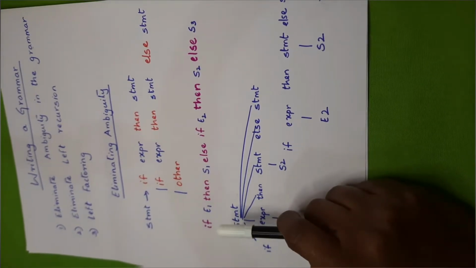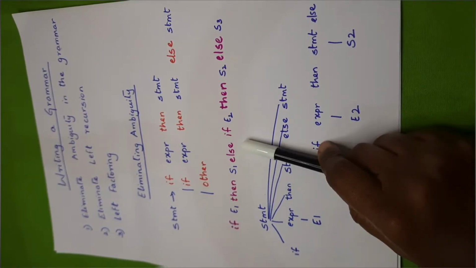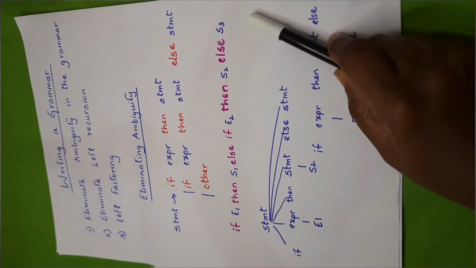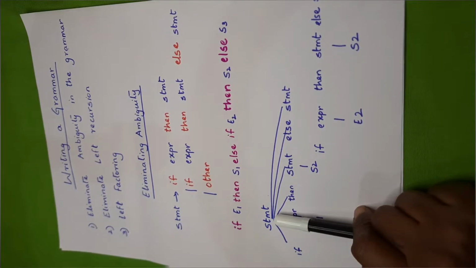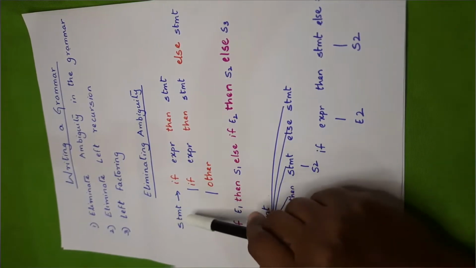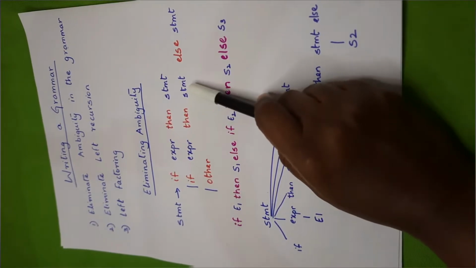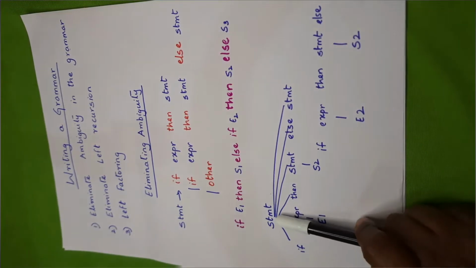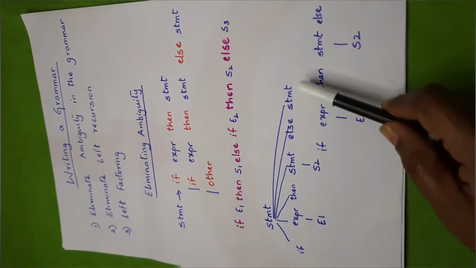So we will parse this statement: if expression 1 then statement 1 else if expression 2 then statement 2 else statement 3. For parsing we have to start with the start symbol of the grammar, which is statement. Now I will use this production, if expr then statement else statement. So I will use this first. Statement gives if expr then statement else statement.